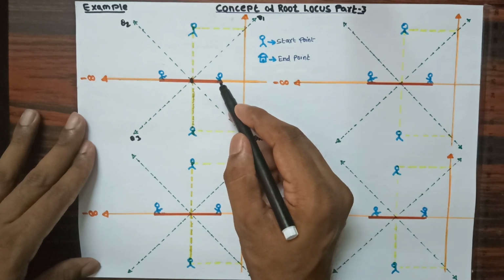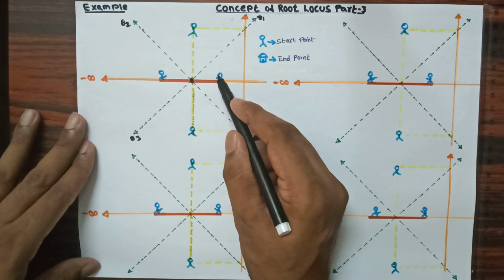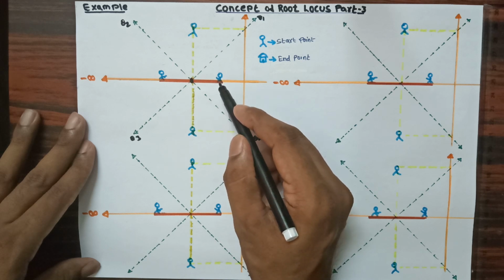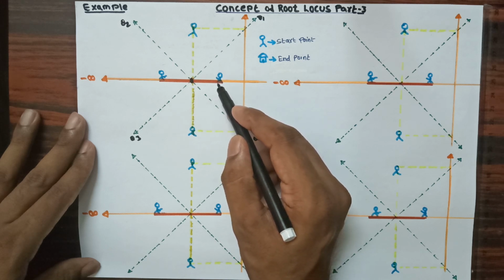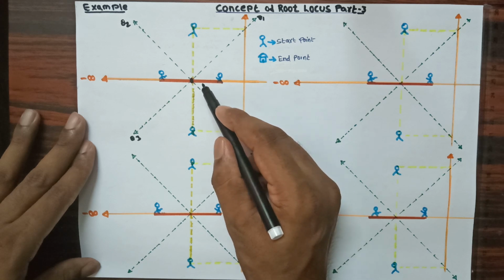Now at this point you can see I am having one person, and the count is 1, and 1 is odd, so I will start to provide the path from this point. Now I will be continuing till the next count.